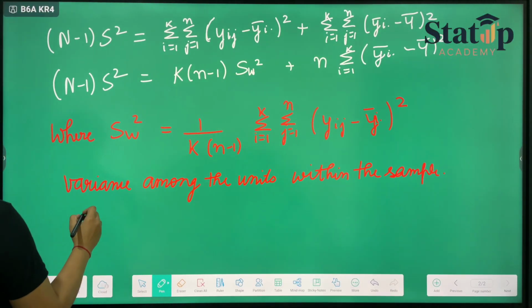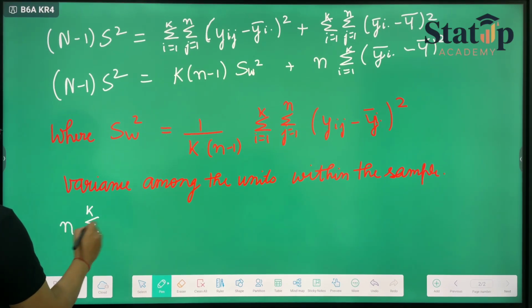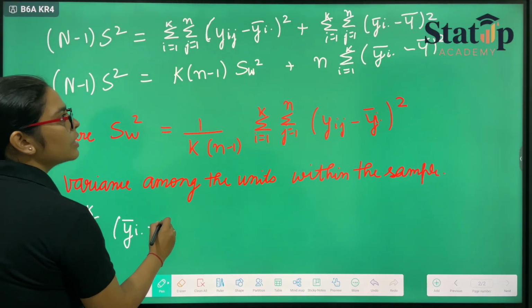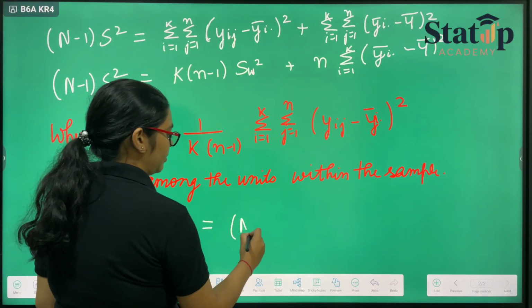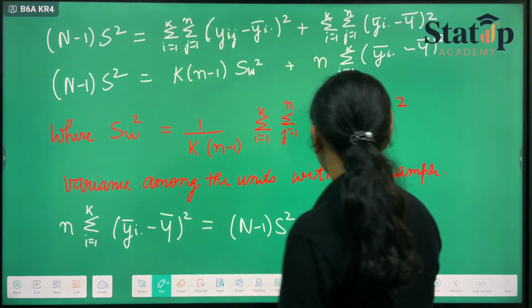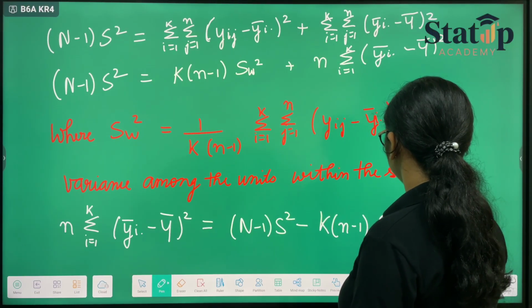From this formula, we can say that summation i goes from 1 to k of n into (y bar i dot minus capital Y bar) whole square is nothing but (n minus 1) into S square minus k into (n minus 1) into Sw square.